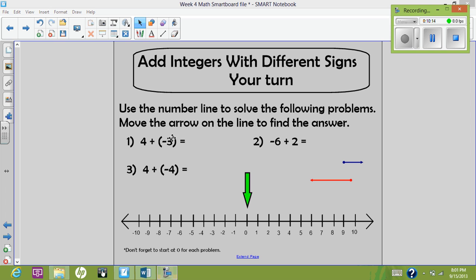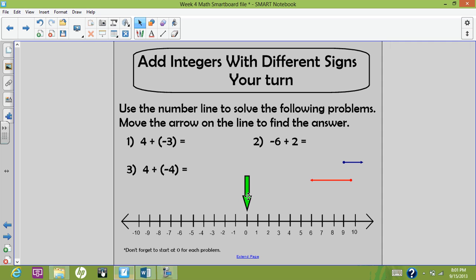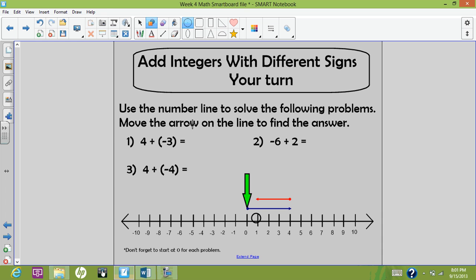All right, ladies and gentlemen, let's go ahead and start with this first one. We start out at 0, as always, and then our first number is positive 4. So we are going to go 4 to the right because positive is to the right. Now, my second number is negative 3. Negative goes in the left direction, so then I'm going to take an arrow and go back 1, 2, 3. That is going to land me at positive 1. So positive 1 is my answer to this first problem.